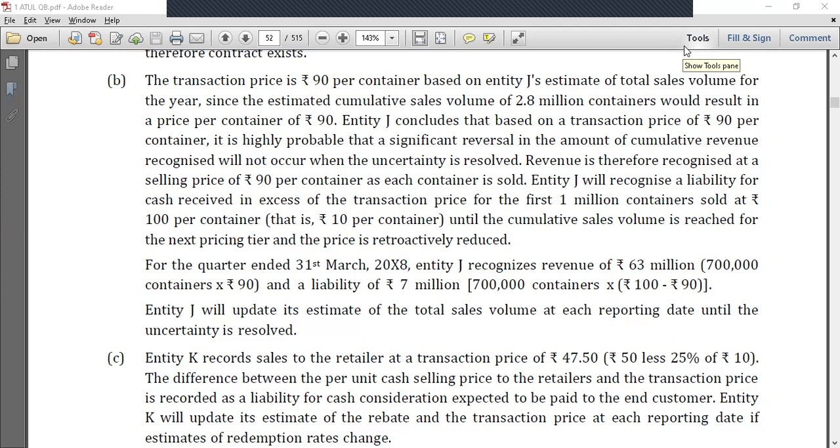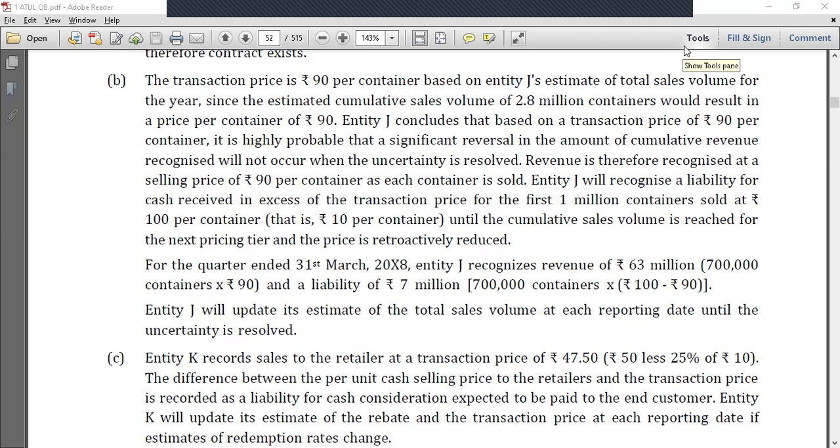For the first 1 million containers sold at 100 rupees per container. Why? Until the cumulative sales volume is reached for the next pricing tier, and the price is retrospectively reduced. So for the quarter ended 31st March 2018, entity J recognizes revenue of 63 million.